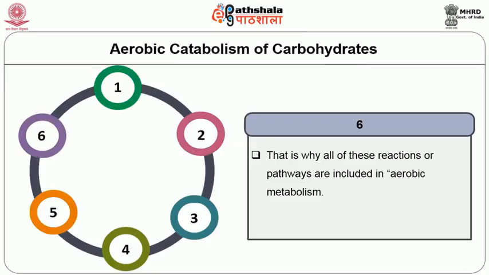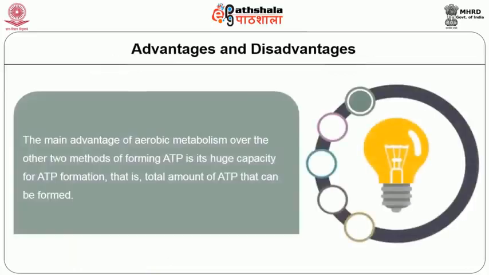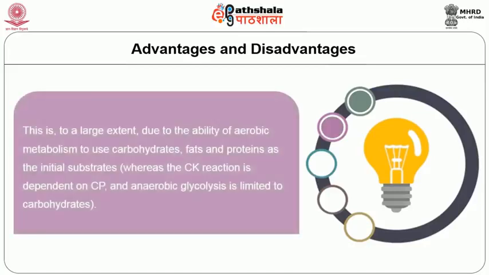Dear students, now let us understand about the advantages and disadvantages of aerobic metabolism of carbohydrates. The main advantage of aerobic metabolism over the other two methods of forming ATP is its huge capacity for ATP formation, that is, total amount of ATP that can be formed. This is to a large extent due to the ability of aerobic metabolism to use carbohydrates, fats and proteins as the initial substrates.